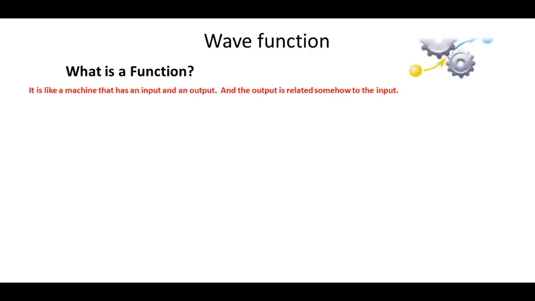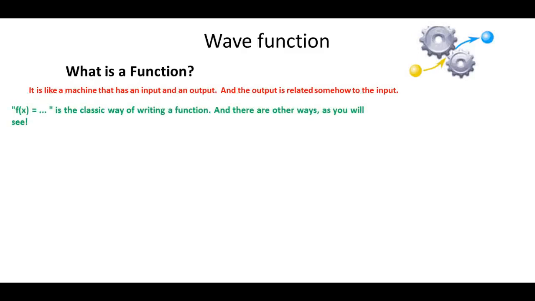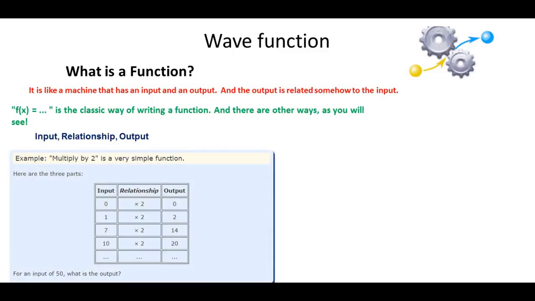The unusual thing that we saw in this Schrodinger's equation is the wave function. Before learning about the wave function, let me explain the mathematical function. A function in the mathematical sense is like a machine that has an input and an output. The output must be related somehow to the input. The classical way in which a mathematical function can be represented is f of x. So a mathematical function has an input, a relationship, and an output.